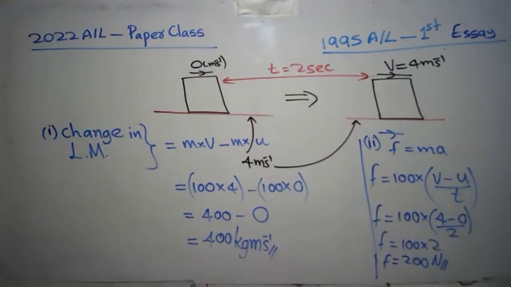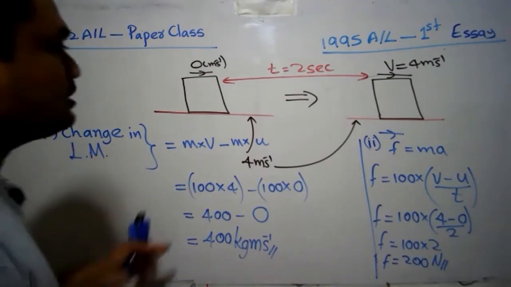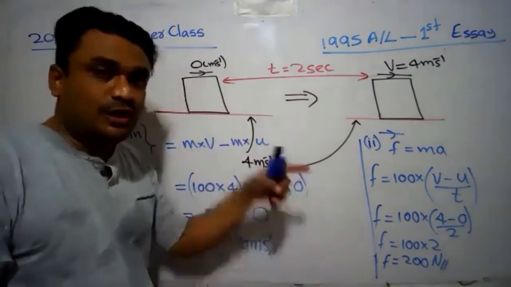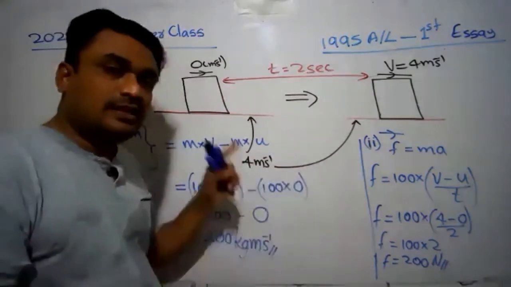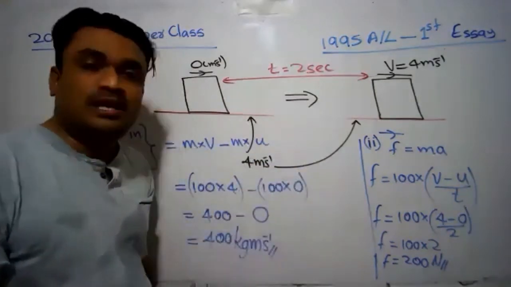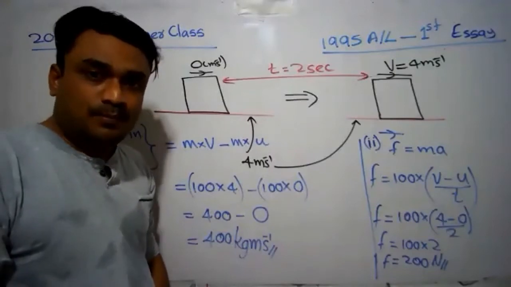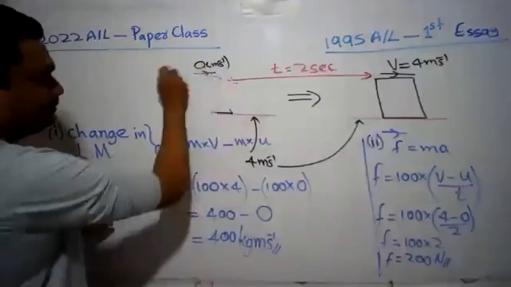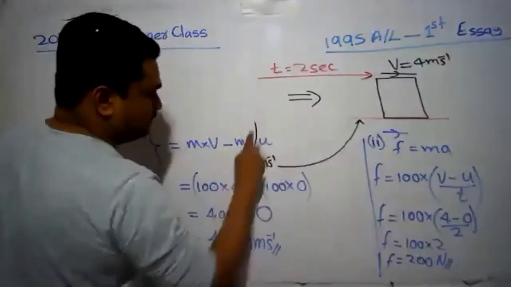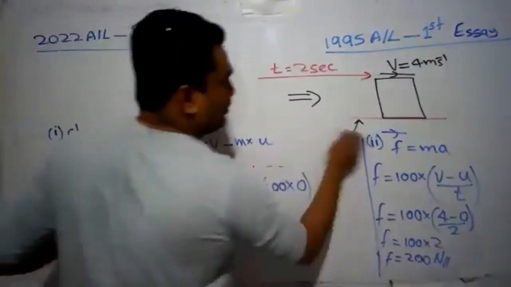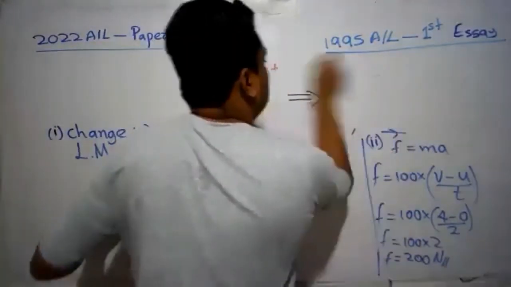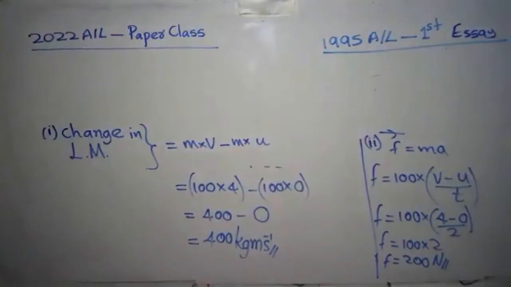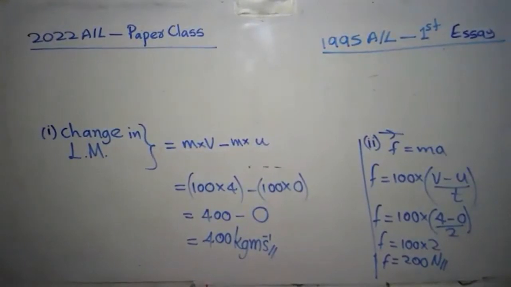The friction force given by the belt to the box is 200 Newton. According to Newton's third law of motion, an equal and opposite force should be given by the box to the belt. Let me explain it. So I'm going to erase. If you want, please get a screenshot if you are not able to write anything.